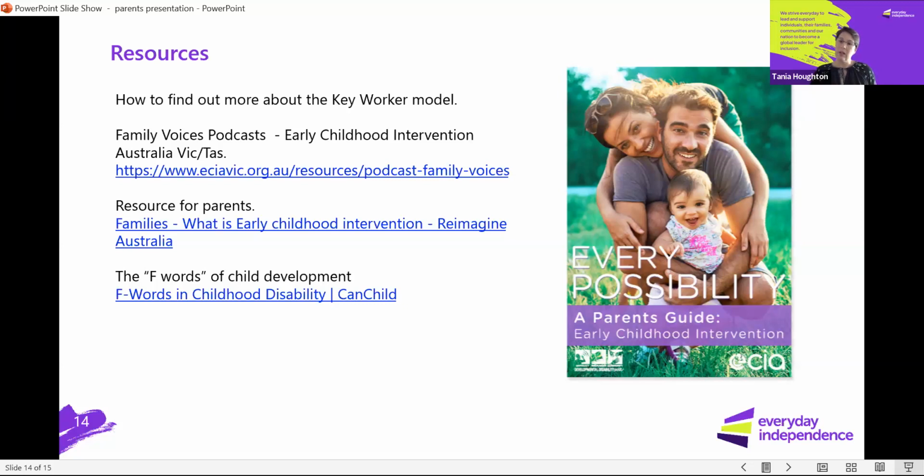And then there's the website F Words in Childhood Disability. That's a great space to find resources that you can use to work with your child to support those wonderful F words which look holistically at the child's development.